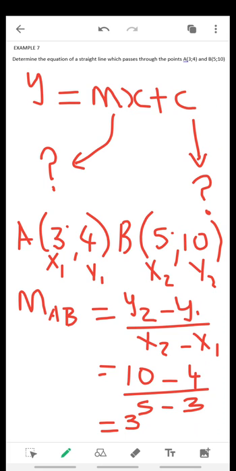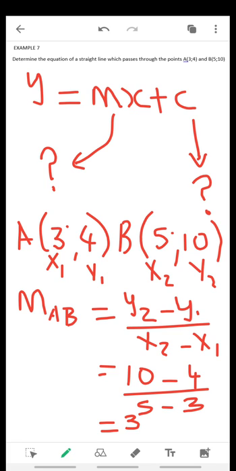So I start by writing down the form that I want to use: y equals mx plus c. What is m? Gradient. How do I find the gradient? I use any two points that lie on the straight line, which are A and B. I allocate them as x1, y1, x2, y2. So the gradient of AB is equal to (y2 minus y1) over (x2 minus x1). What is y2? 10 minus y1, 4, over x2, 5, minus x1, 3. The answer is 3. The gradient of that straight line will be 3.